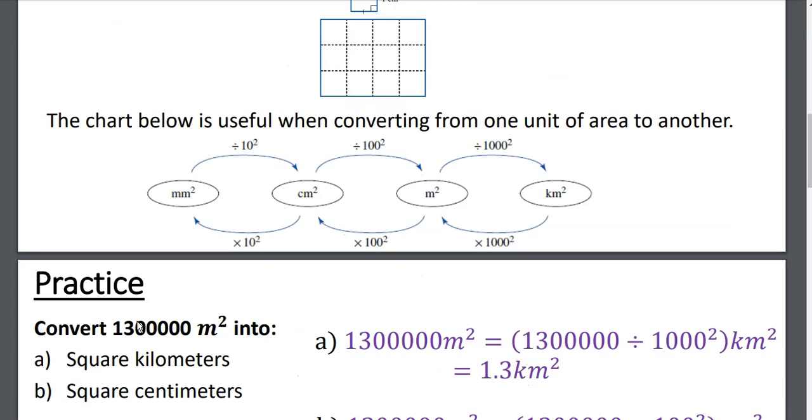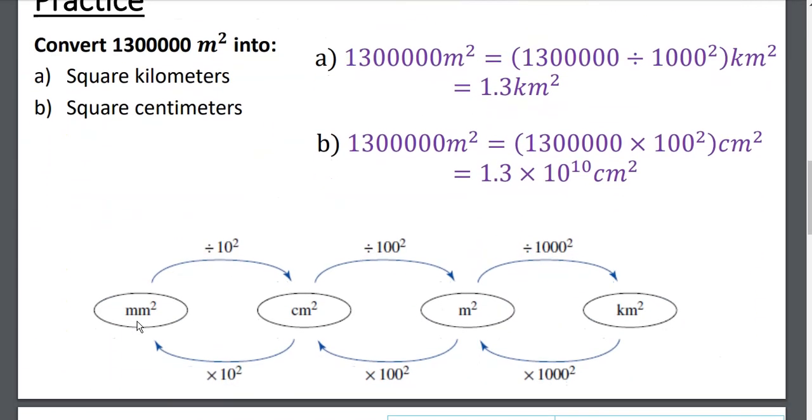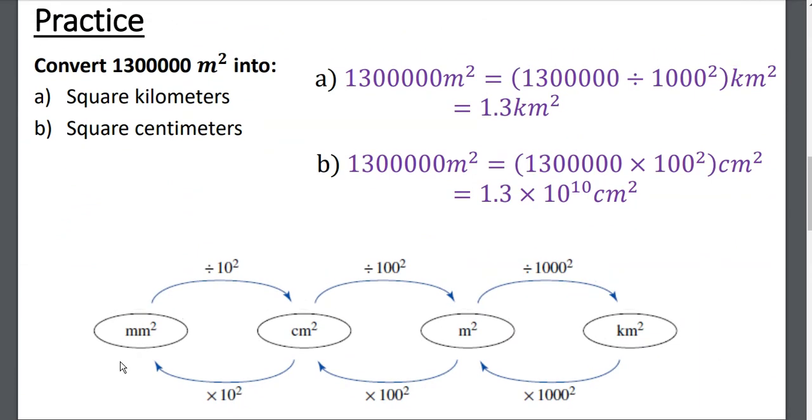All right, moving forward onto a couple of examples. I just want to do a couple of examples of converting between units of measurement in the context of area, just to make sure you understand. So, simple question: convert 1.3 million metres squared, which is an awful lot of space, into A, square kilometres. So let's do that first.